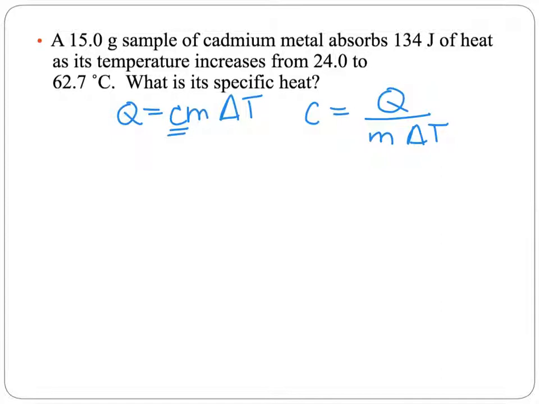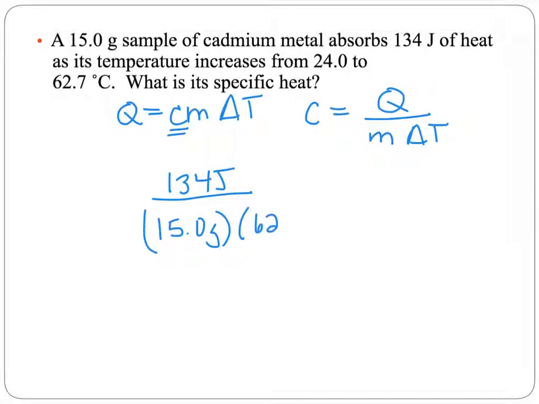Well, we know that the Q, the amount of heat absorbed, is 134 joules. And the mass is 15.0 grams. And then the temperature change. What's our temperature change? Well, the final temperature is 62.7. So we take our final temperature and subtract from that our starting temperature, which is 24.0. If we do the math, we'll find that our temperature difference here is 38.7 degrees Celsius.